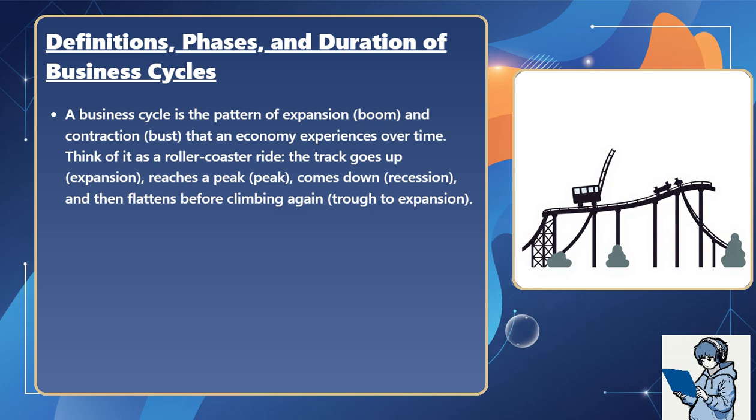A business cycle is the pattern of expansion (boom) and contraction (bust) that an economy experiences over time. Think of it as a roller coaster ride. The track goes up (expansion), reaches a peak, comes down (recession), and then flattens before climbing again: trough to expansion.